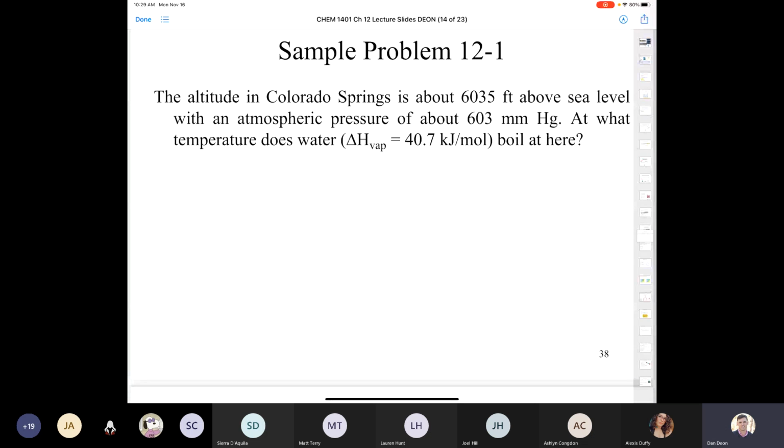Oops. Sorry, I've got a bit of a mess here on my desk. I'm trying to find the rest of my notes.